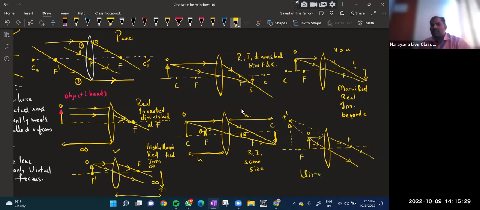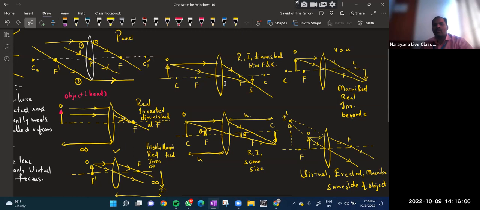What is the character of this image? Virtual. And all virtual images are erect only, no? And it is highly magnified, and it is formed on the same side of the object. Same side of the object. So these are the ways of finding image location and ray diagrams. This is a very important skill, students, in optics, and in problem solving also it is very important. That's why I explain this.